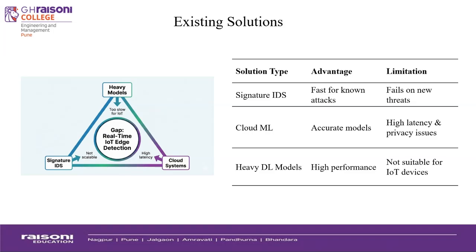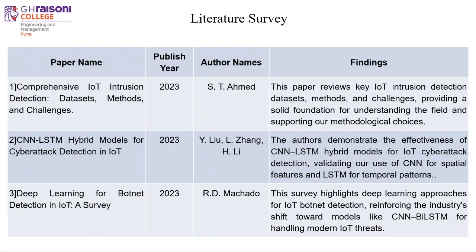real-time detection. As part of our literature survey, we examined research papers that explored intrusion detection mechanisms for IoT networks. A consistent theme in the research community is the growing interest in deep learning-based anomaly detection.